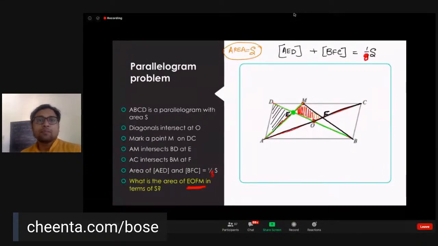This is a very beautiful problem. You can give it a try on your own, but I'll give you the first hint to try this problem. And the hint is really simple.